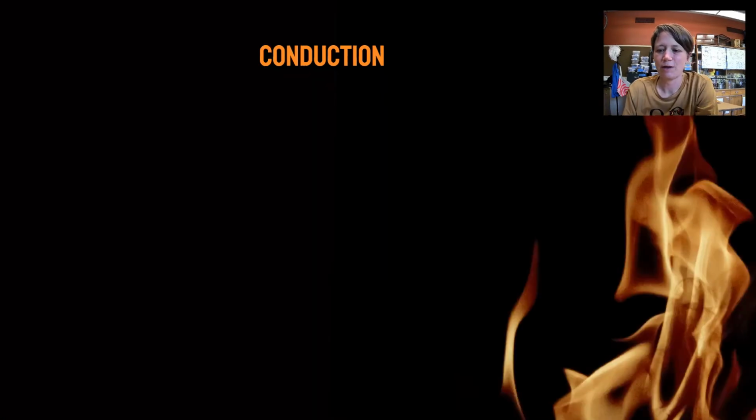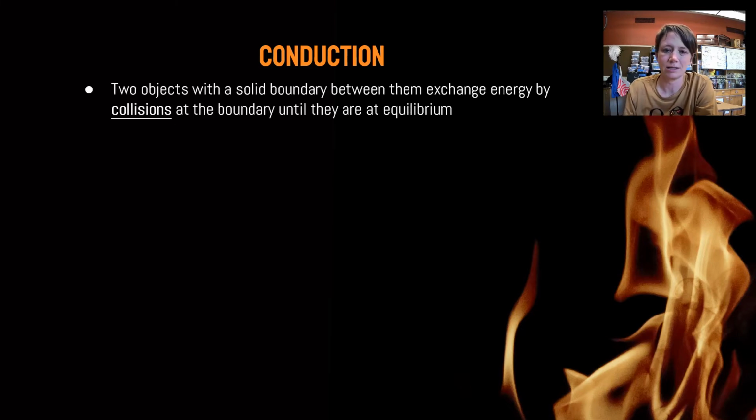The third process to move energy from system to system is called conduction, and we're actually going to spend the most time on this process in this unit. So conduction happens when you have two objects that have a solid boundary between them. Now we know that even something that looks solid has moving particles in it, and that means that when two solid objects touch each other, the particles at the edge of one of those objects can actually collide with the particles in the other object. So there's collisions that happen between two objects. And in those collisions, you can transfer thermal energy from one to the other.